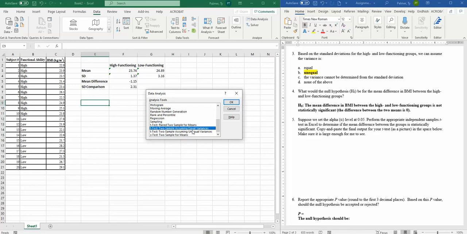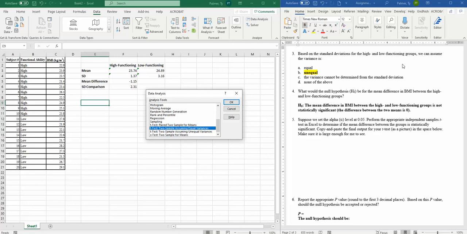Now, of these 2 independent samples t-tests, which one is the appropriate one? Which one are we going to use in this how-to video? To determine that, just look at your answer for question number 3. Remember we did that standard deviation comparison earlier?